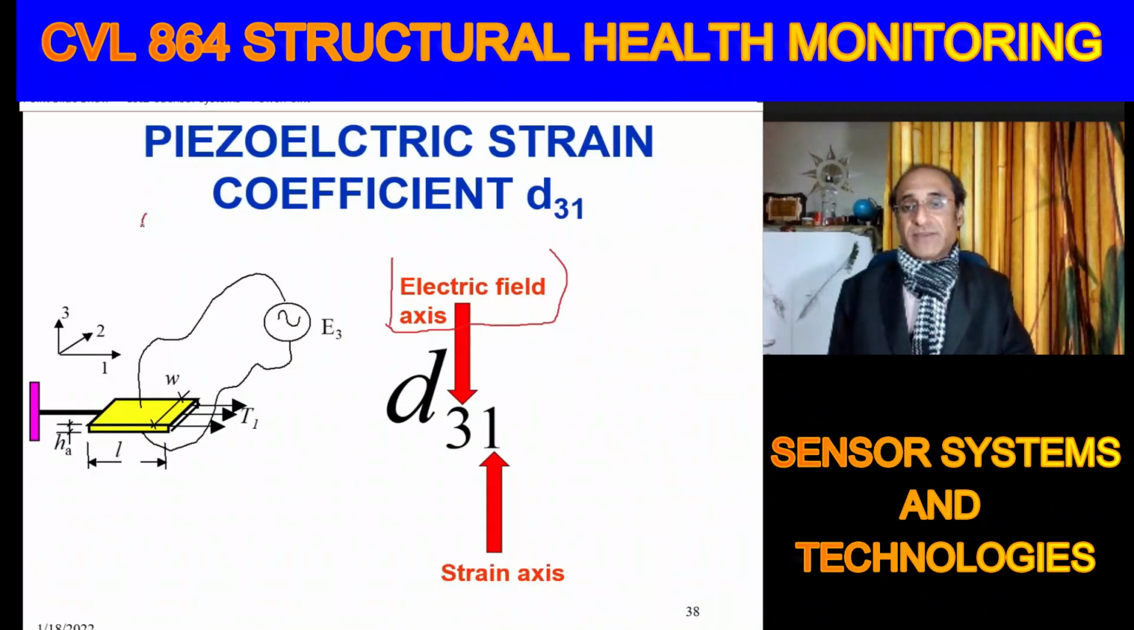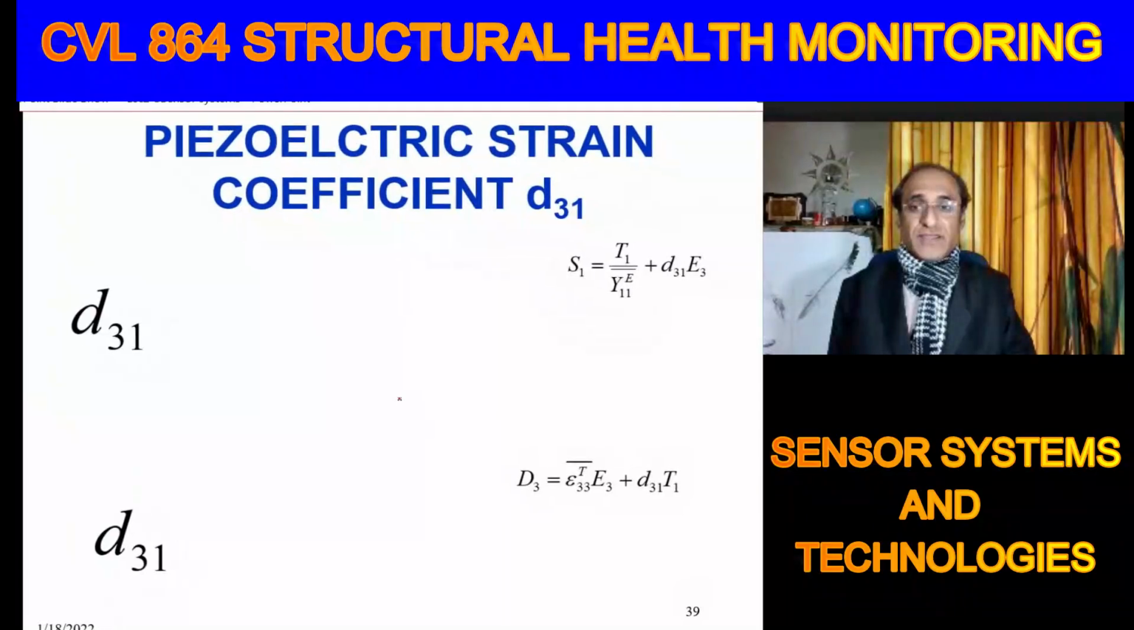D33 means that we are applying stress like this in this direction, and we are measuring the electric voltage also in the same direction. These charges are also accumulated on the same surfaces perpendicular to which we are applying the stress. So it can be D33 also. And then we can use this to define D31.